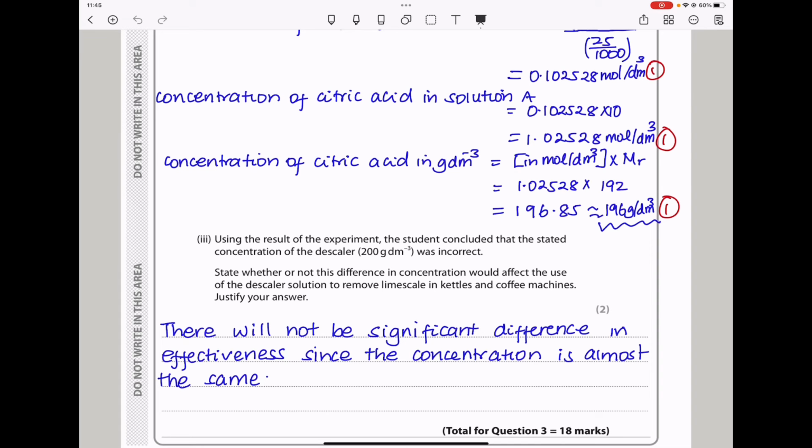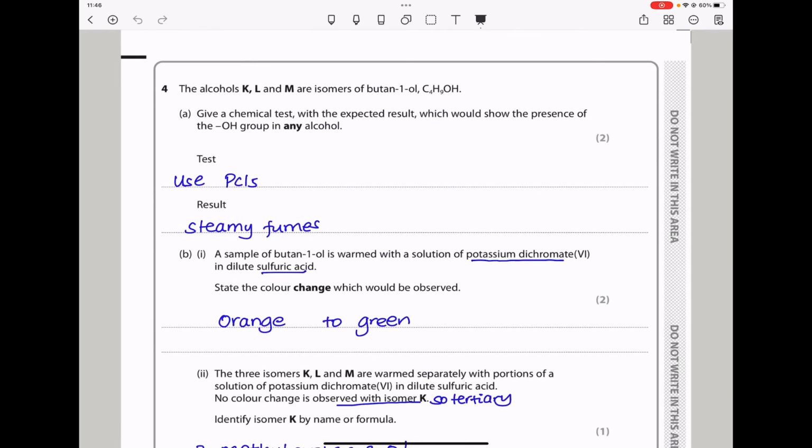Let's continue to question 4. Question 4. The alcohols K, L, and M are isomers of butan-1-ol, which is that. Give a chemical test with the expected result, which would show the presence of OH group in any alcohol. Now, presence of OH group, you can use PCl5, which gives you steamy fumes, or you could use sodium, which is going to give you effervescence.